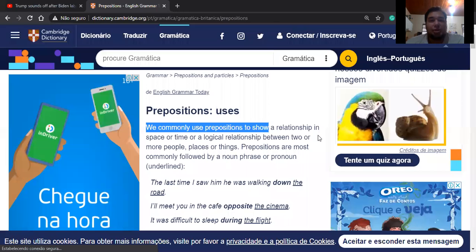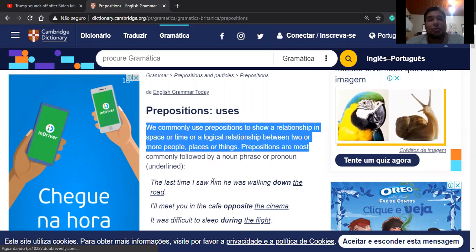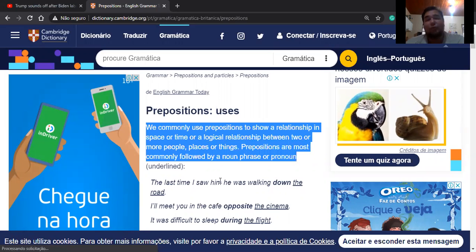Prepositions. We commonly use prepositions to show a relationship in space or time, or a logical relationship between two or more people, places, or things. Prepositions are most commonly followed by a noun phrase or pronoun.